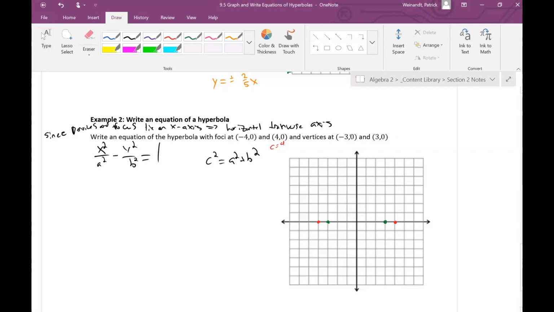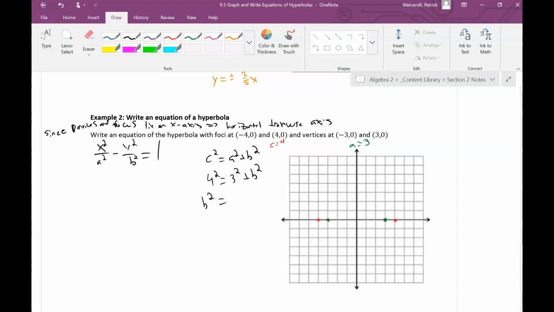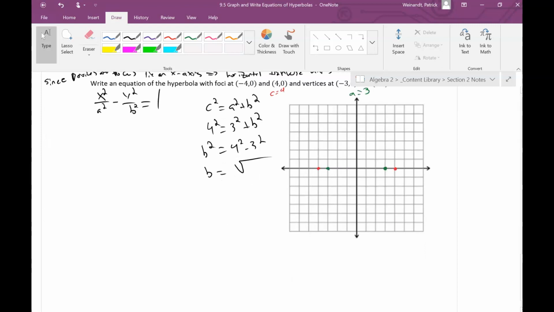We know that we have these vertices, so we know that a is going to be 3, which means we're going to have 4 squared equals 3 squared plus b squared, which means b squared is 4 squared minus 3 squared. b equals the square root of, well, 4 squared is 16, 3 squared is 9, 16 minus 9 is 7. So b equals the square root of 7, which is between the square root of 4 and the square root of 9, so it's a little bit closer to 3, like 2 point something.